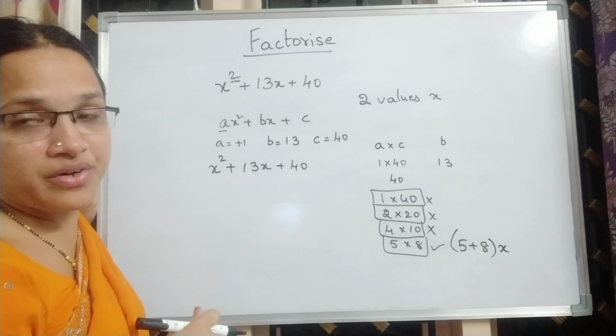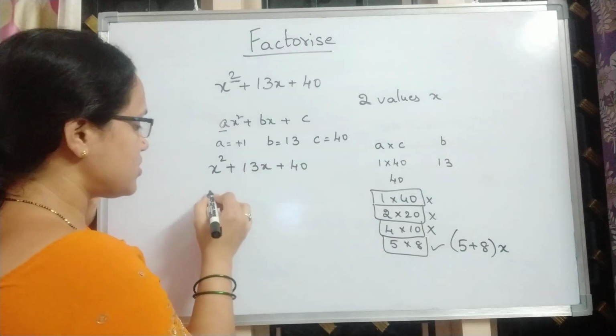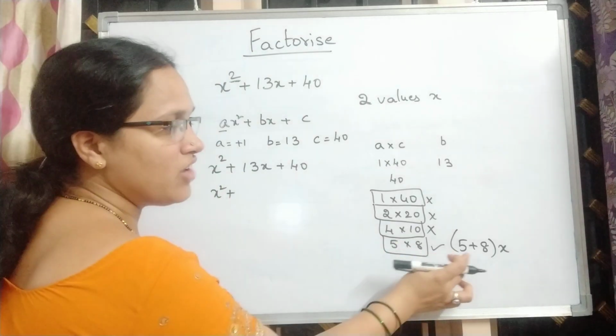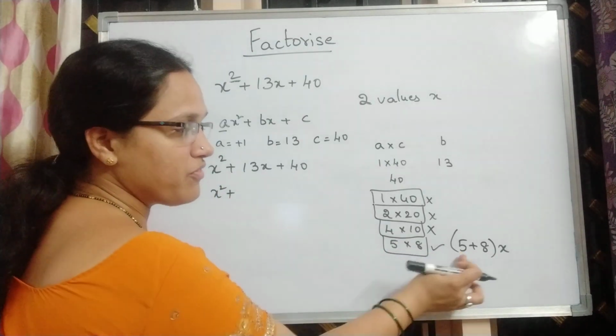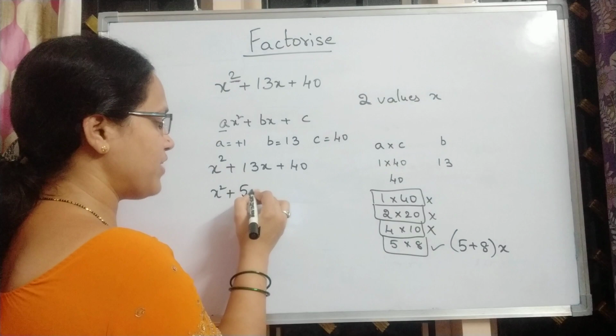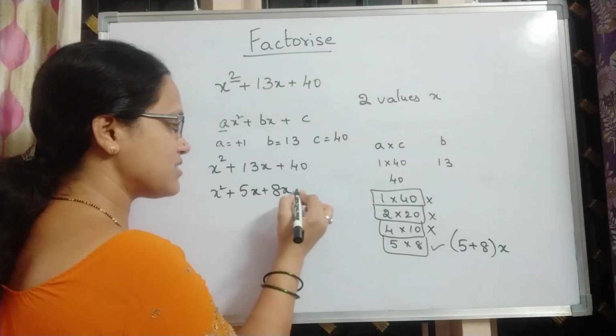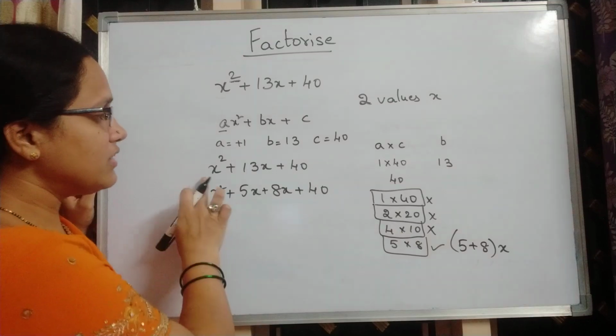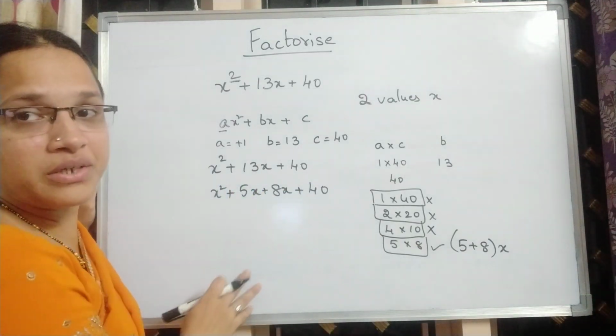Along with x you should write. Is that clear, children? Now see, x square, the first term as it is, plus 5 plus 8 into x. That means multiply 5 into x. 5x plus 8x plus 40. Is that clear? Now see, 3 terms have become 4 terms.